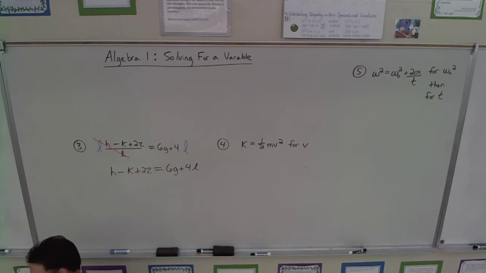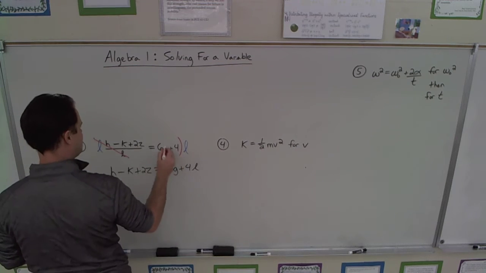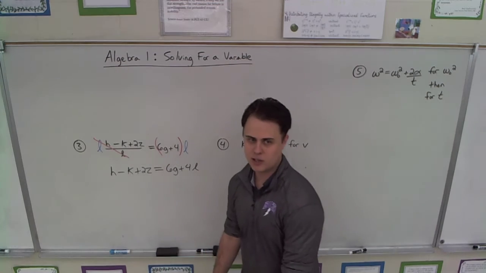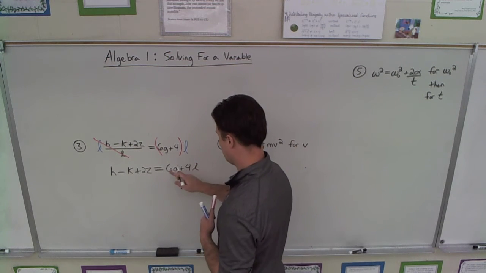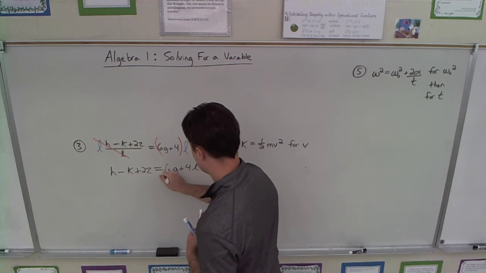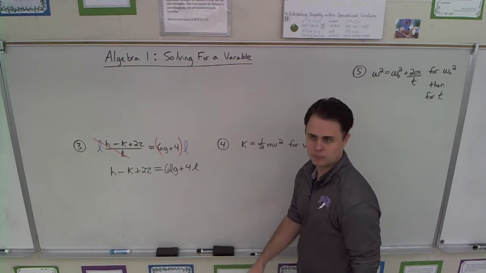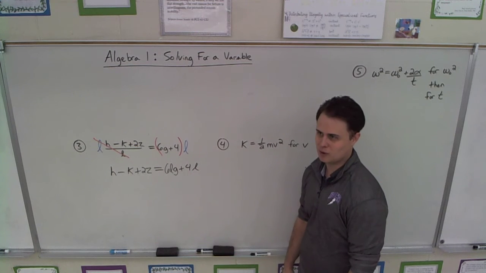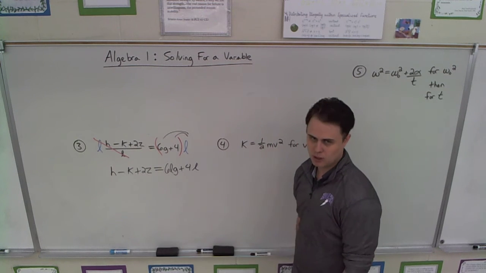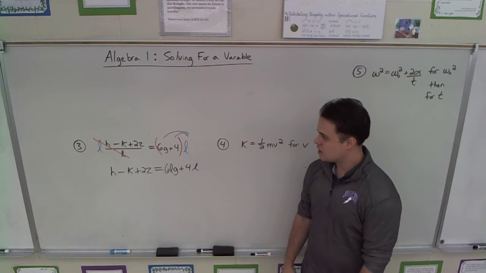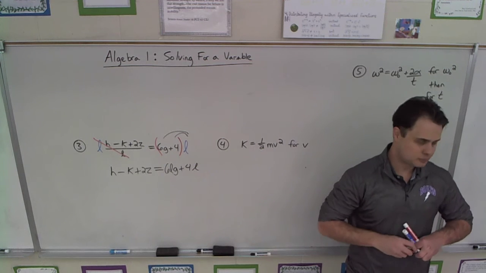Is that right? No, because wouldn't you have to multiply L times 6G? Yes, we would. This L is right on. That L has to hit the whole other side, so I also need an L right in here. Whether I call it GL or LG doesn't matter, but it's got to hit both terms. It's distributed, right? Okay, so now we need to get L by itself.